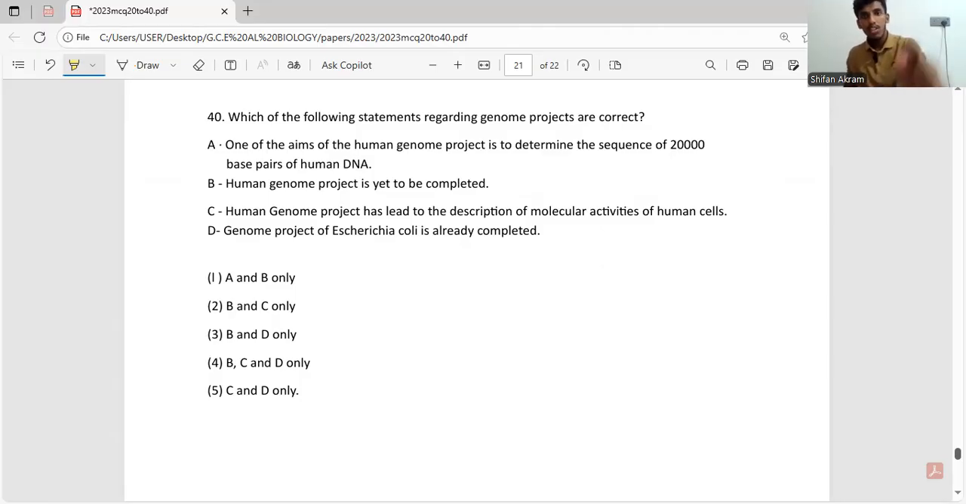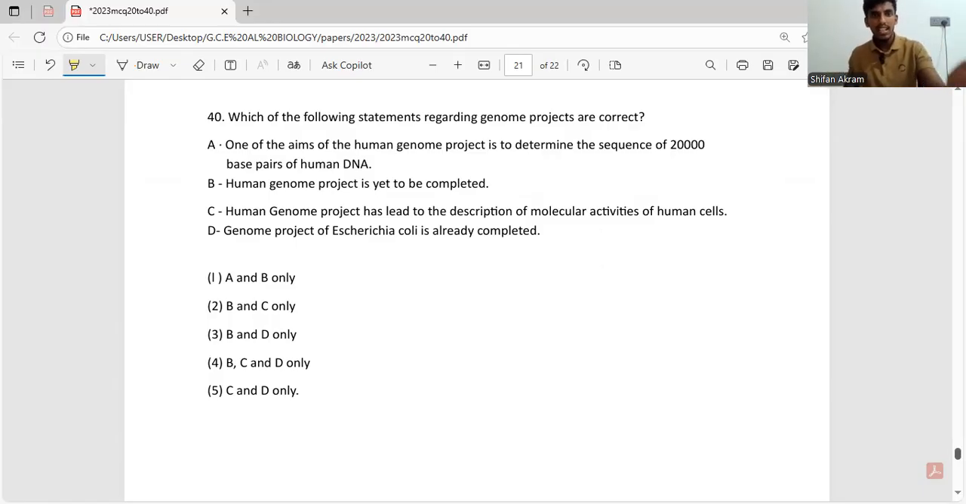One of the aims of the Human Genome Project is to determine the sequence of 20,000 base pairs of human DNA. Do we have 20,000 base pairs? No, we have 3 billion base pairs. So the aim of the project was to determine the sequence of 3 billion base pairs and 20,000 what? 20,000 genes that are present in the human DNA. Again, that statement is wrong. B answer, Human Genome Project is yet to be completed. Again, that is wrong because the Human Genome Project started in 1990 and it was completed in 2003. That statement is also wrong.